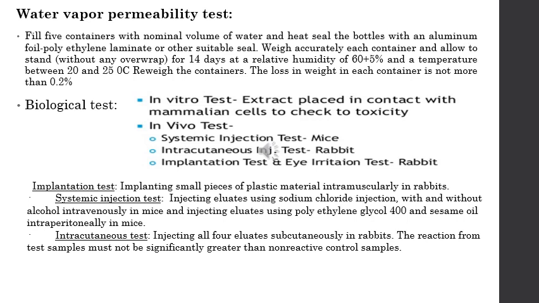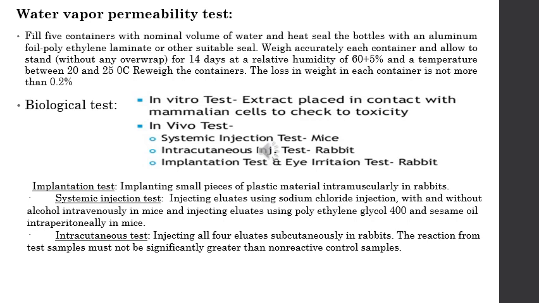Next test is the biological test. This can be done by two ways, by in vitro method and by in vivo method. So in vitro test will include the plastic extract. It is placed in contact with the mammalian cell to check the toxicity. In vivo will include three tests. One is the implantation test, wherein a small piece of plastic is implanted intramuscularly in rabbit.